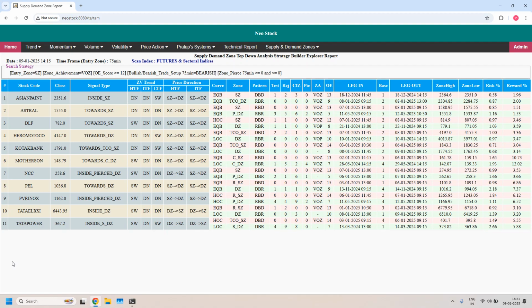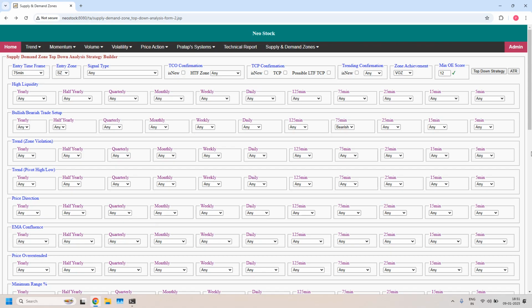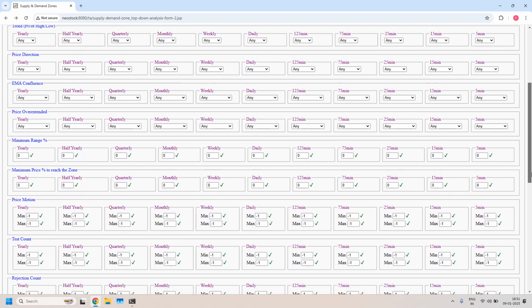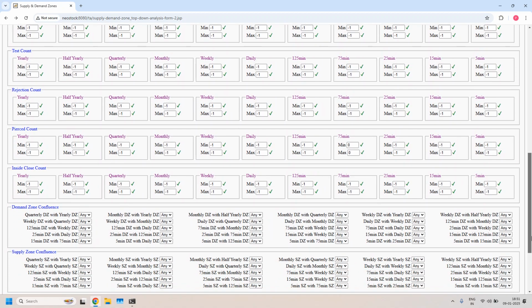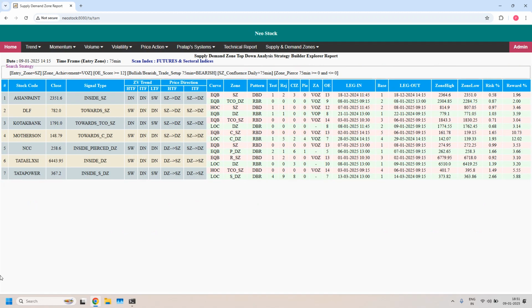Out of these 11, there are some already high probability setup supply zones based on the high liquidity zones. Apart from that, we can further filter these stocks based on the zone confluence. First filter is LTF and ITF supply zone confluence. So that is 75 minutes and daily supply zone confluence. Enable the filter. So with this filter, we got 7 stocks.